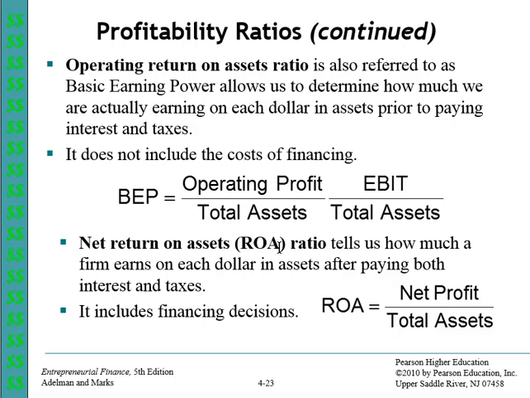I personally think a better number to understand profits generated based on assets is to use something called BEP, Basic Earning Power. Basic Earning Power is EBIT, this operating profit, divided by total assets. So it stops short of financing choices and taxes to reflect the returns generated for the company.